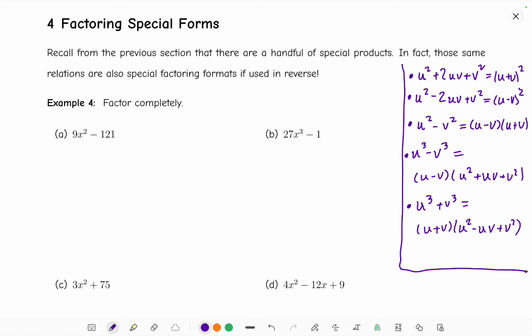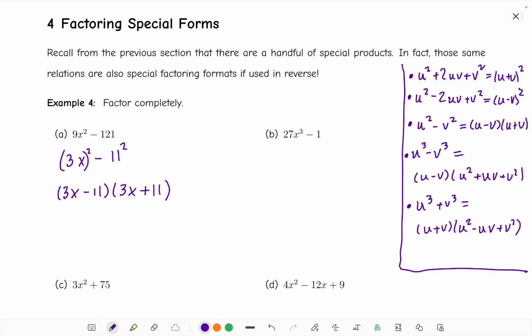So example 4, factor completely. A. 9x squared minus 121. Well, 9 is 3 squared. So this is (3 squared) x squared. And 11 squared is 121. And remember, with exponent properties, I can rewrite this as (3x) squared minus 11 squared. So this is a difference of squares. So by my difference of squares property, this must be (3x minus 11) times (3x plus 11).